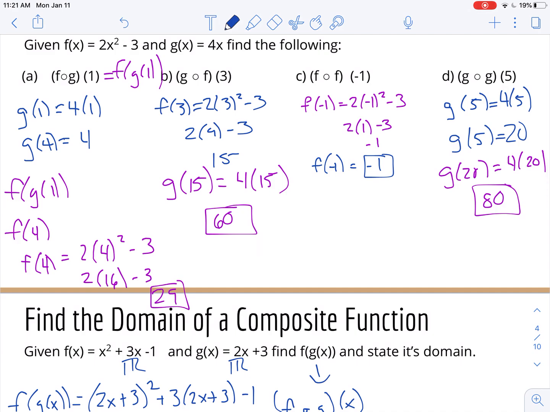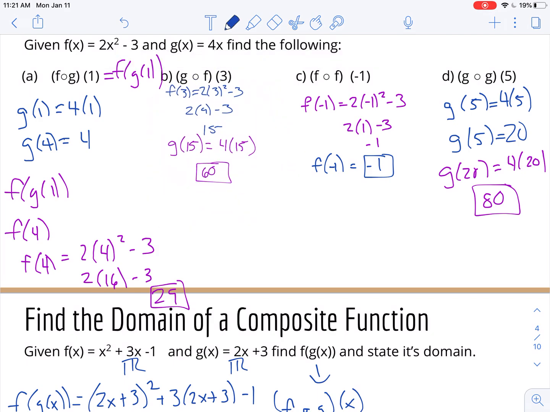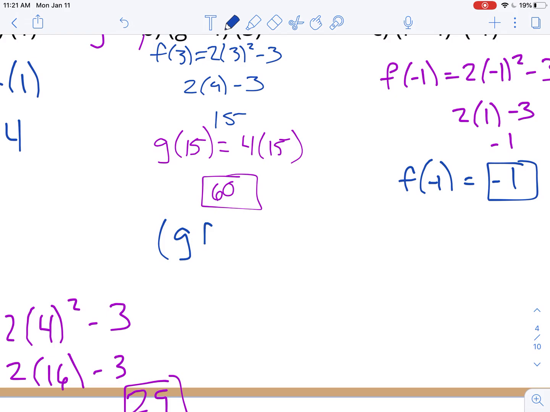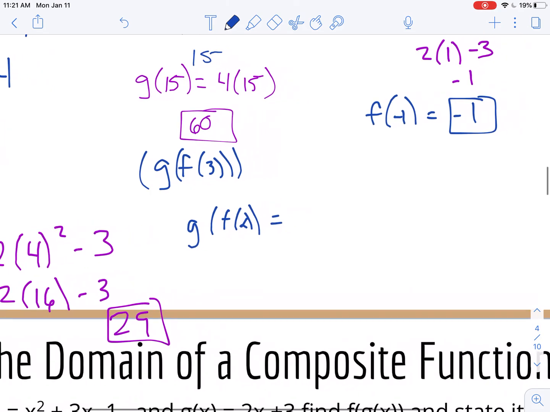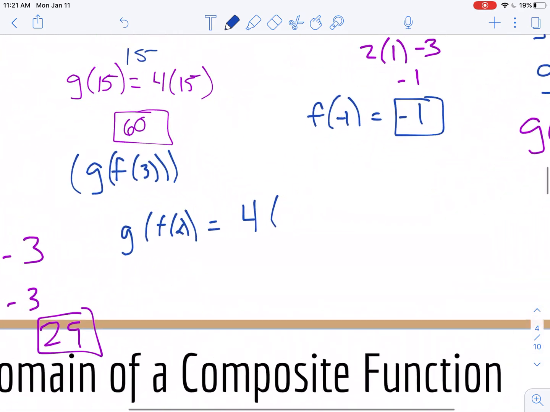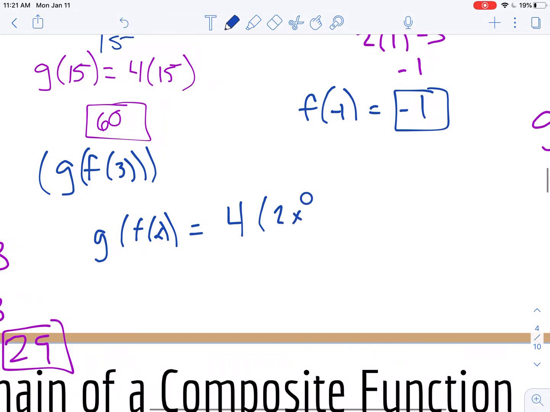So let's look at this g of f of 3. What I could have done is, the first thing I could have done is found g of f of x by plugging in f of x into g. So I could have said 4 times 2x squared minus 3. So I could have ended up with 8x squared minus 12. Then I could have plugged 3 into this g of f of x function.